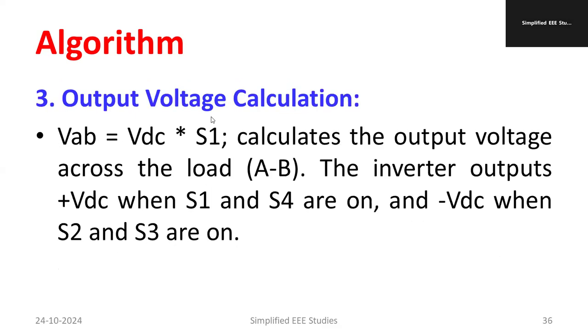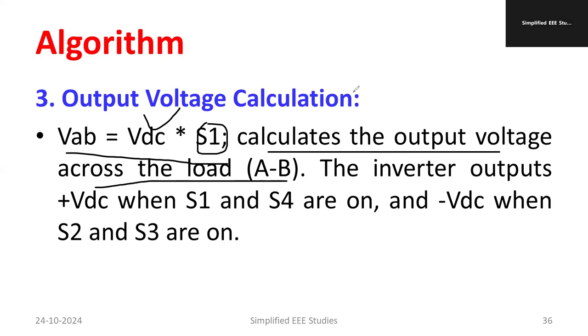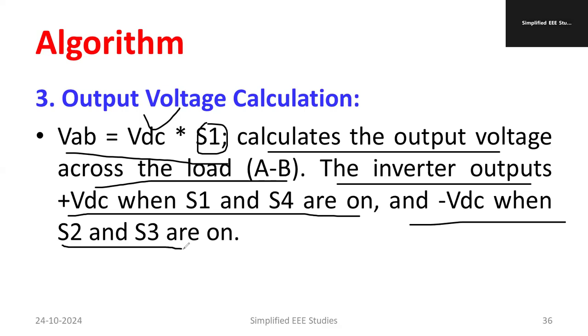Next one is called output voltage computation. Here you need to use the formula: output voltage is equal to the switching signal S1 into VDC. VDC is the input voltage. It calculates the output voltage across the load, that is A and B. Across the load, we'll be getting VAB equal to VDC into S1. The inverter outputs plus VDC whenever S1 and S2 are on. Then minus VDC we will get whenever S2 and S3 are on.